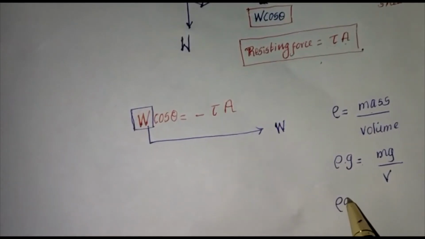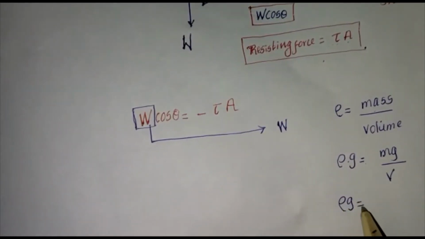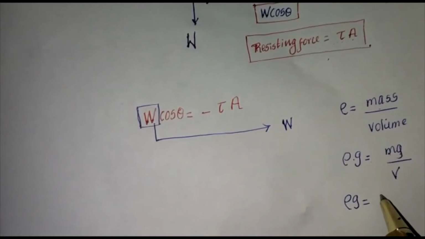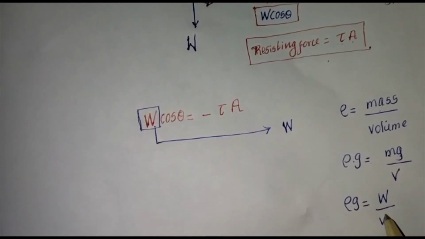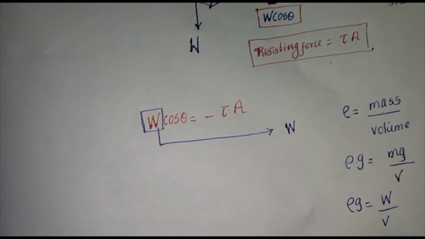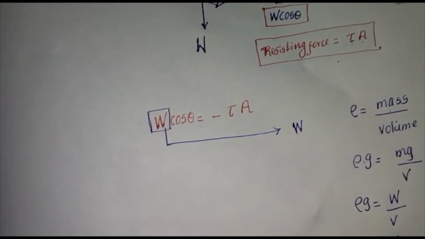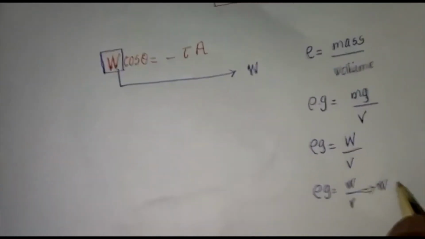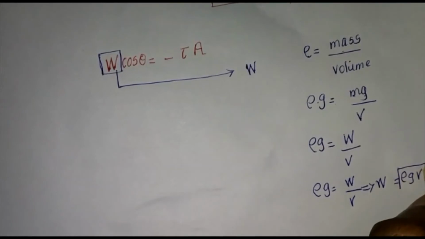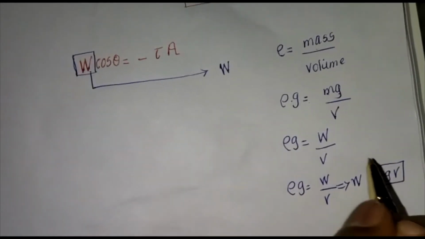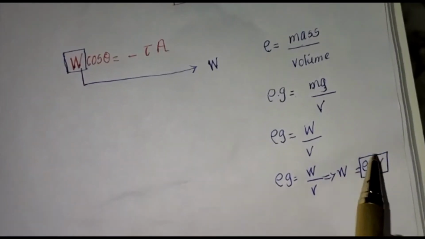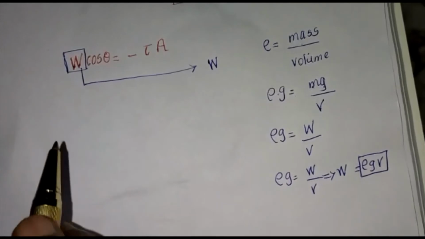So rho into g, sometimes people call this weight density. But what is m into g? Mass into acceleration due to gravity. That is weight divided by volume. So rho g is equal to weight divided by volume. If that is the case, then weight is equal to rho g into volume. So I'm going to plug this particular equation here for W. So take this object and put it here and see what happens.